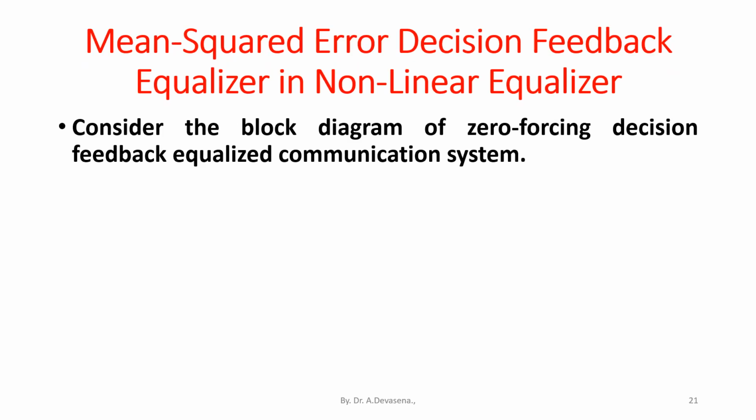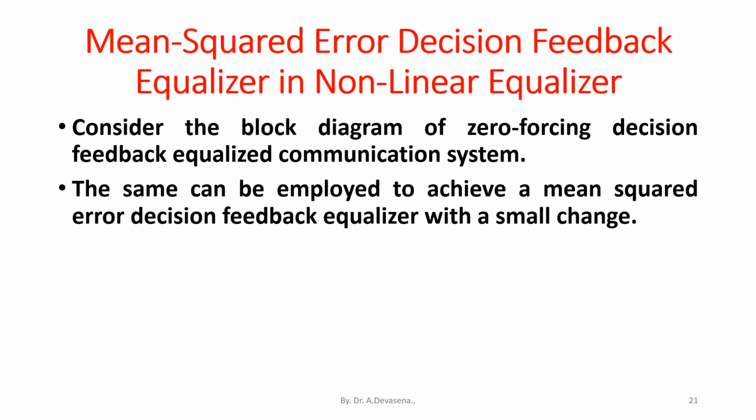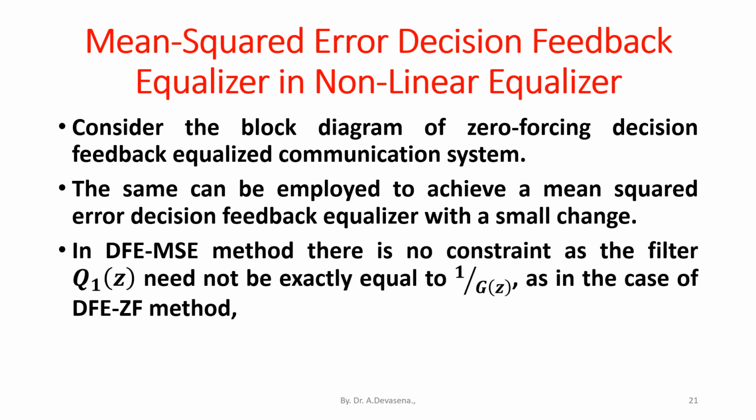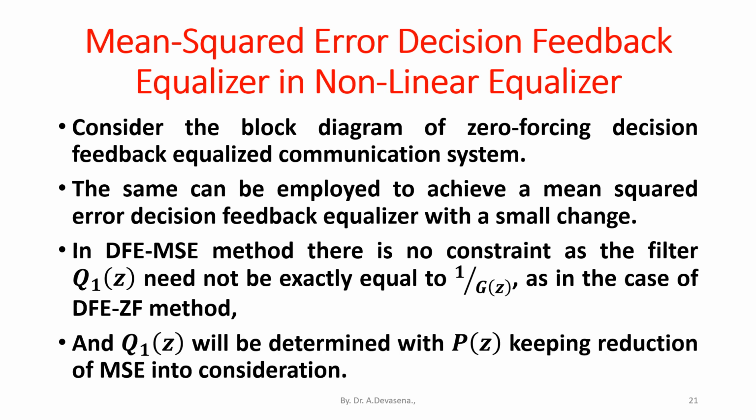Consider the block diagram of zero forcing decision feedback equalized communication system. The same can be employed to achieve a mean squared error decision feedback equalizer with a small change. In DFE MLSE method, there is no constraint as the filter Q1 of Z need not be exactly equal to 1 divided by G of Z, as in the case of DFE ZF method, and Q1 of Z will be determined with the P of Z, keeping a reduction of MLSE into consideration.